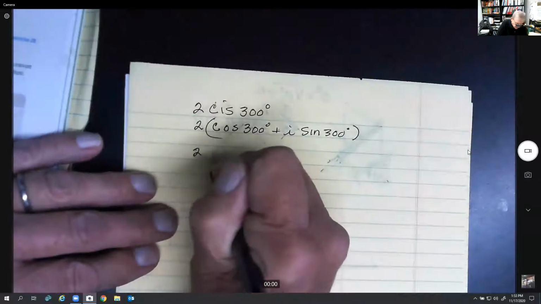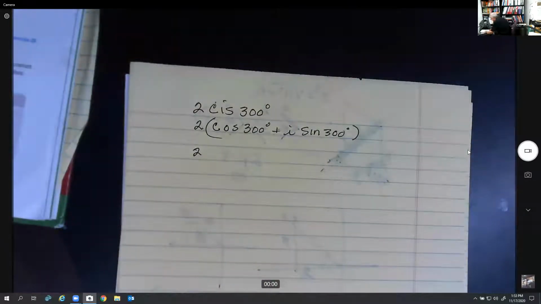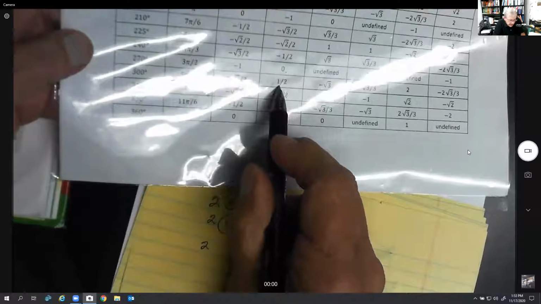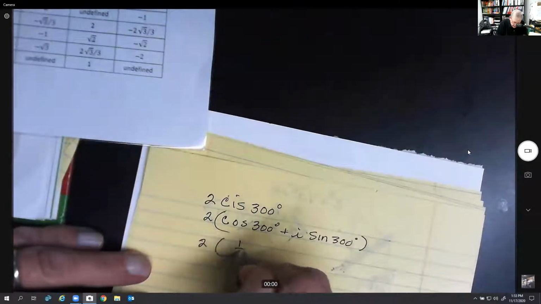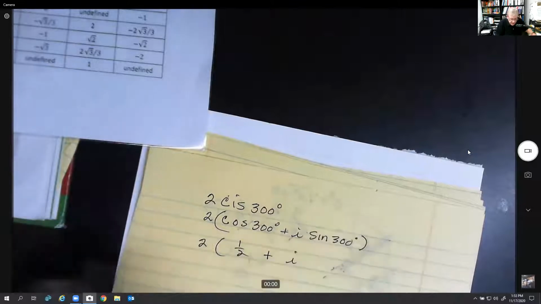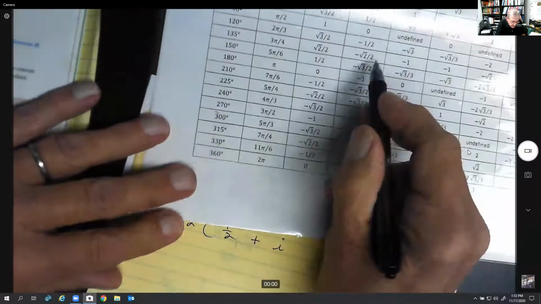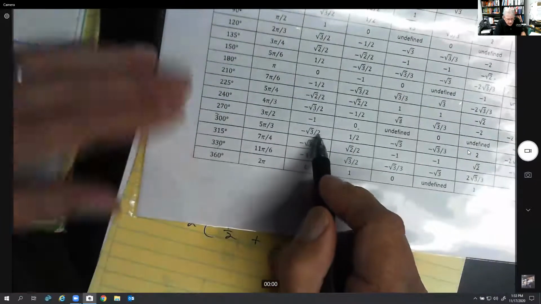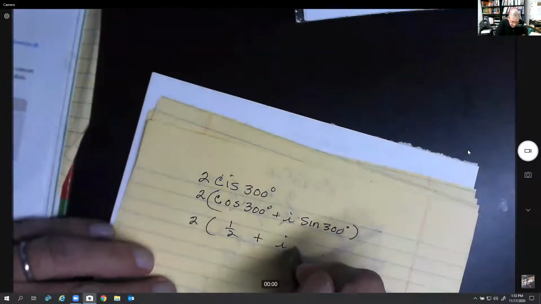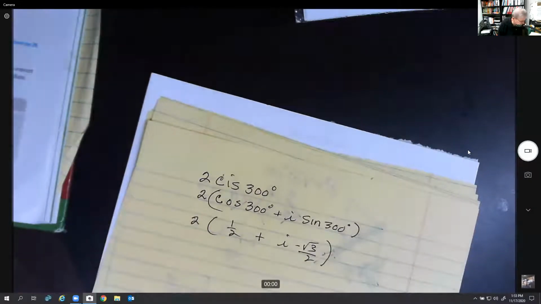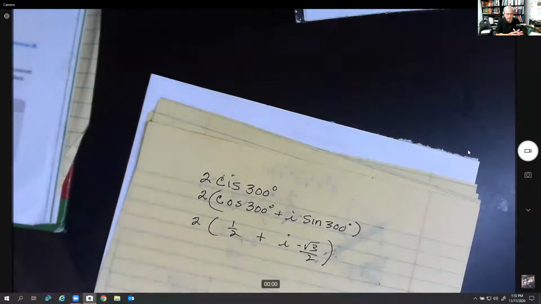Then, using our little chart, let me see if I can find my chart. There we go, lucky. We look up the cosine of 300. The cosine of 300 is 1/2. So 2 times 1/2 plus i, and then we look at the sine of 300, right down here. The sine of 300 is negative radical 3 over 2. Then we put those in and simplify.